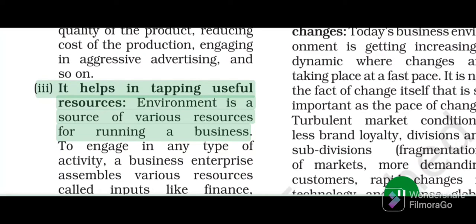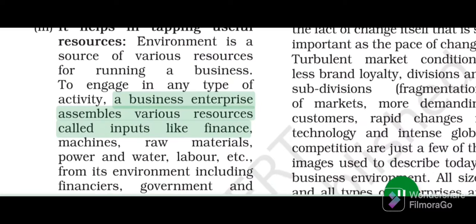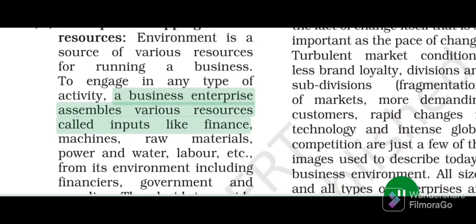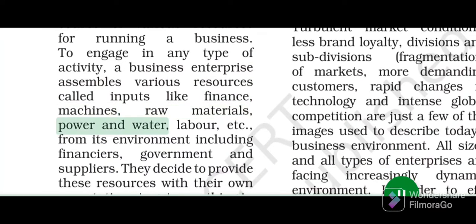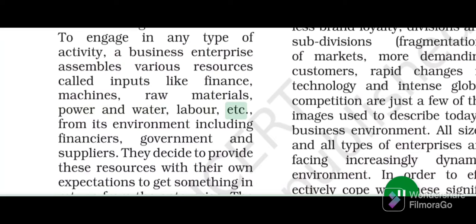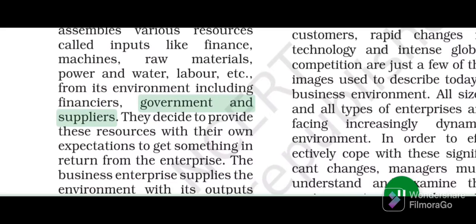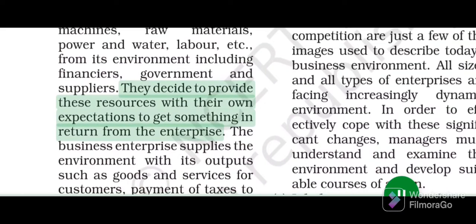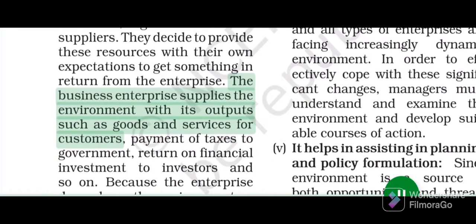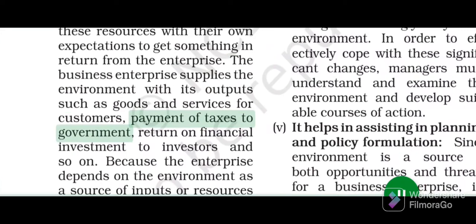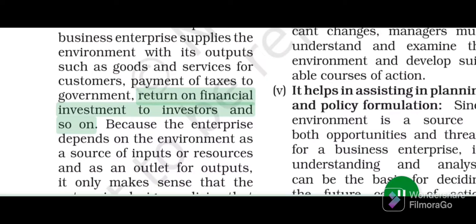It helps in tapping useful resources. Environment is a source of various resources for running a business. To engage in any type of activity, a business enterprise assembles various resources called inputs like finance, machines, raw materials, power and water, labor, etc. from its environment including financiers, government and suppliers. They decide to provide these resources with their own expectations to get something in return from the enterprise. The business enterprise supplies the environment with its outputs such as goods and services for customers, payment of taxes to government, return on financial investment to investors and so on.